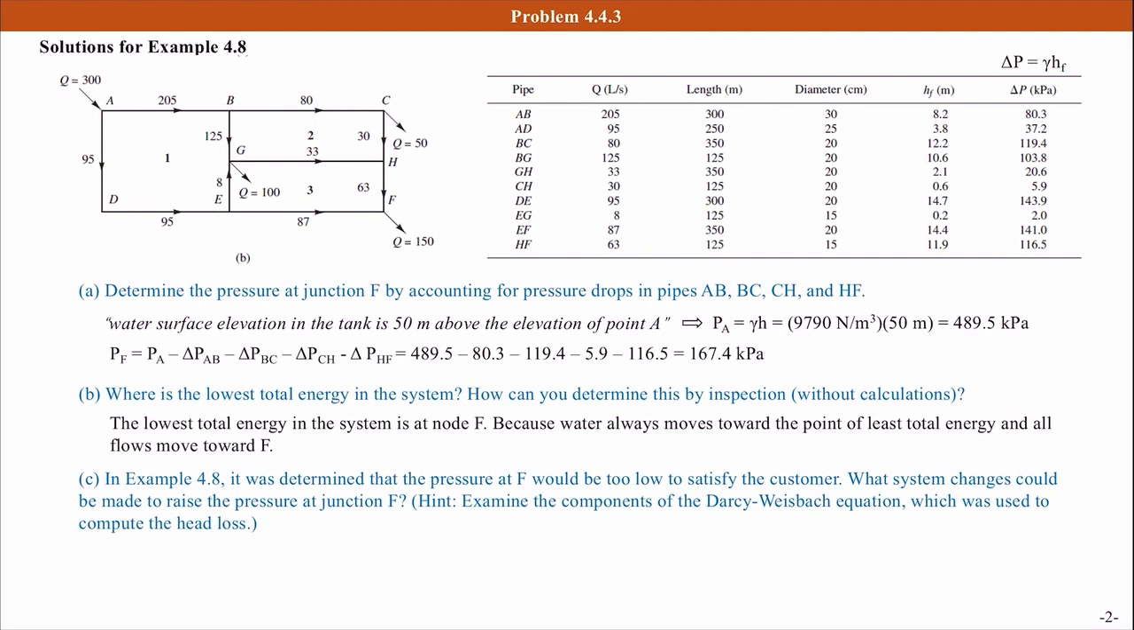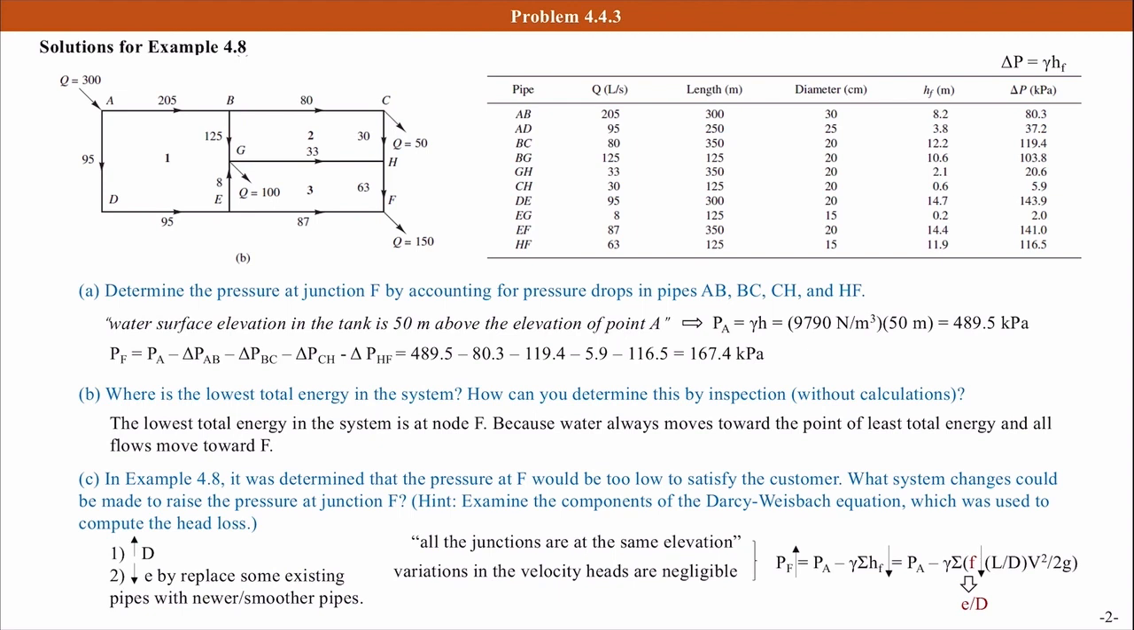Question C. In example 4.A, it was determined that the pressure at F would be too low to satisfy the customer. What system changes could be made to raise the pressure at junction F? Because we know that all junctions are at the same elevation and the variations in the velocity heads are negligible, the pressure at point F equals the pressure at point A minus the pressure drops from point A to F.